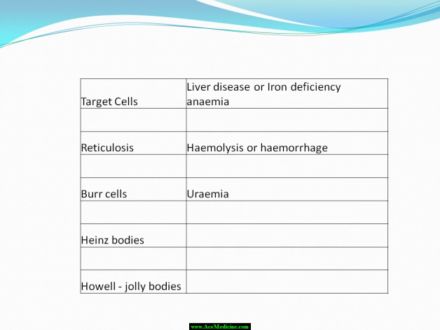If you see Burr cells, you should be thinking about uremia. If you see Heinz bodies, you should be thinking about G6PD deficiency, as we've just discussed. And if you see Howell-Jolly bodies, you should be thinking about hyposplenism.